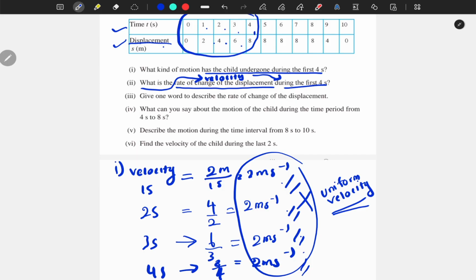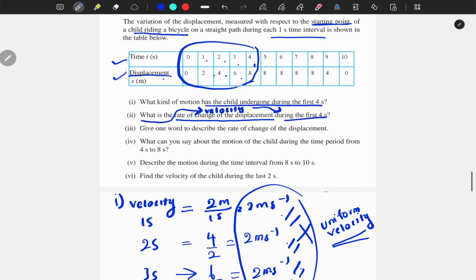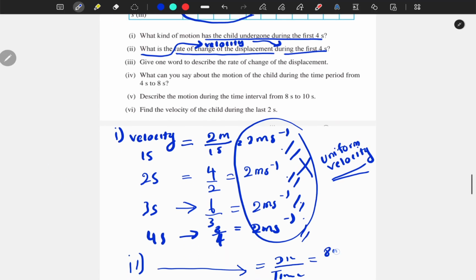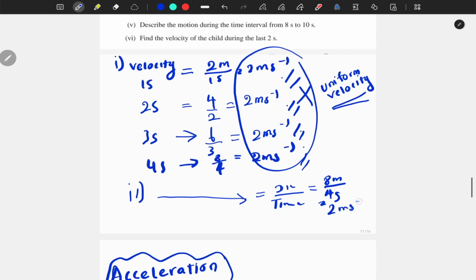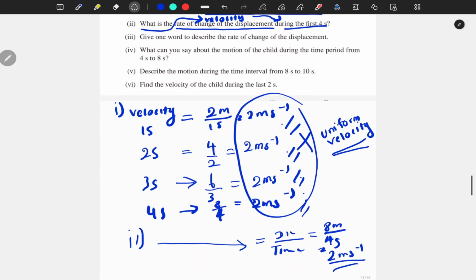Rate of change of displacement කියලා ලියලා equal to displacement divided by time. I'm not writing the whole equation because of the time limitation. So displacement here is the, what is the displacement in first 4 second? 8 meters and the 4 seconds which is giving 2 meters per second, right?